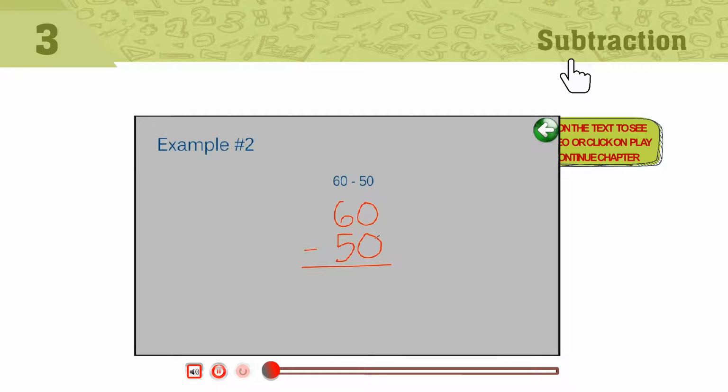Now if I have 0 and I take away 0 from it, how many do I have still? I have 0. So that's easy. I have 6 and I take 5 from it. How many do I have? I have 1. So my answer to example number 2 is 10. Here's example number 3.